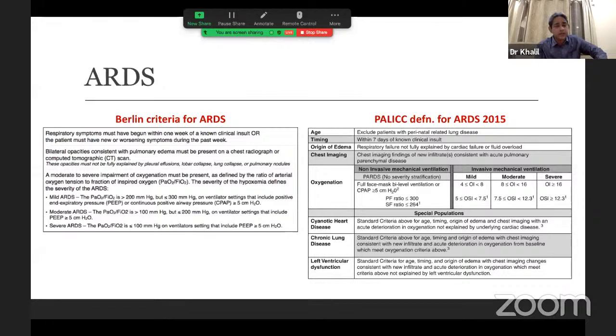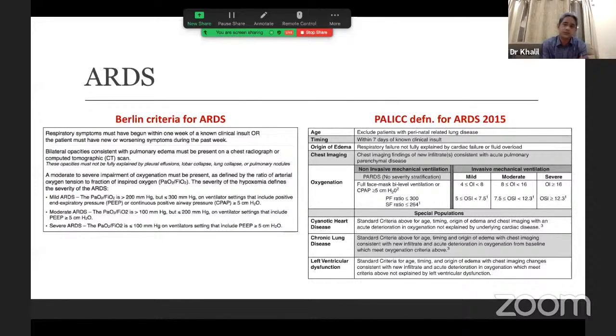Whereas in the Berlin criteria, the PF ratio is taken to classify the severity of ARDS into mild, moderate, and severe. Like 200 to 300 is mild, 100 to 200 is moderate, and less than 100 is severe, provided there is a minimum PEEP of 5 centimeter of water. So that's how it is defined. With a PEEP of 5 centimeter of water, the PF ratio decides the severity of the ARDS as per the Berlin definition.